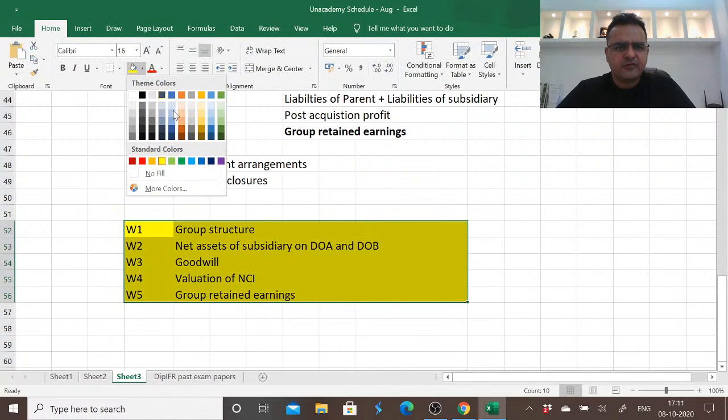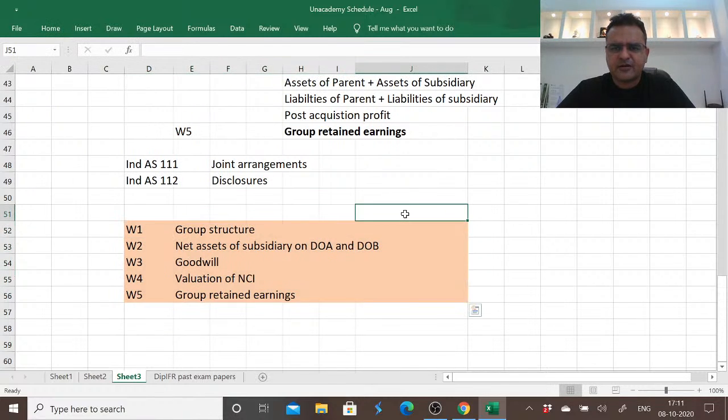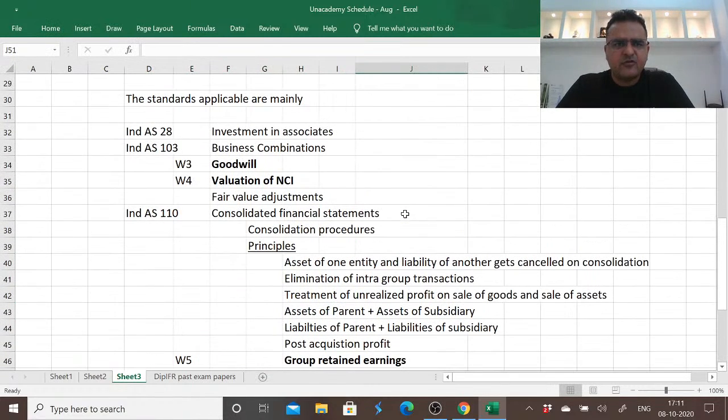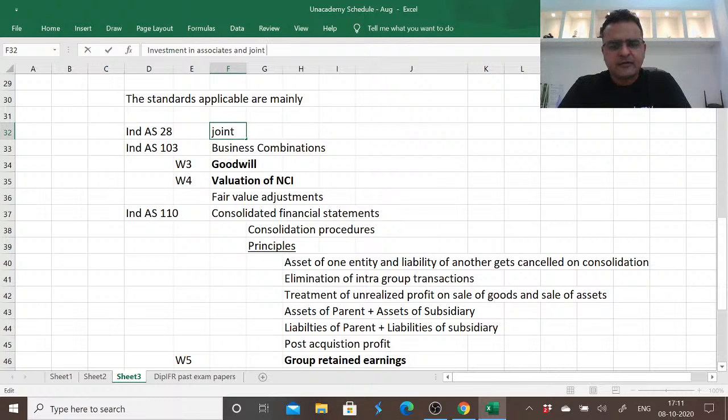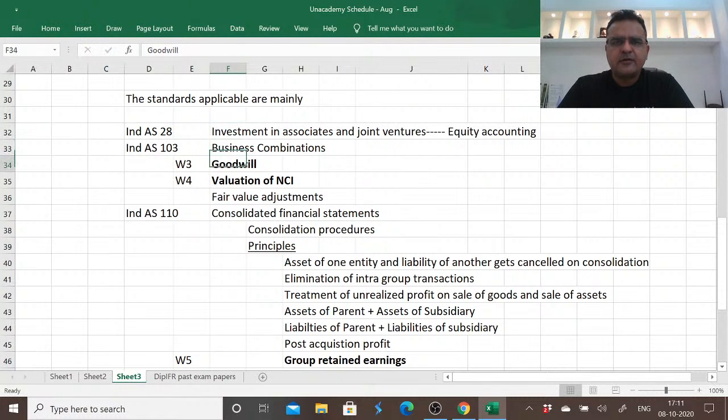If I share a brief of the standards applicable, since I have written all the standards, I should tell what is the role of each standard. Ind AS 28, investment in associates and joint ventures, is the standard for dealing with associates and joint ventures who have significant influence or joint control, wherein we follow equity accounting.